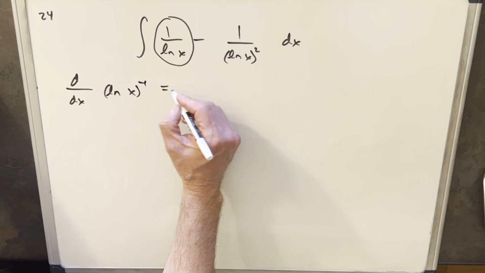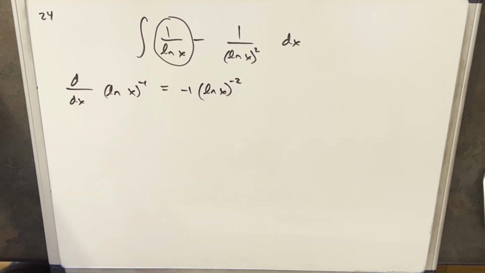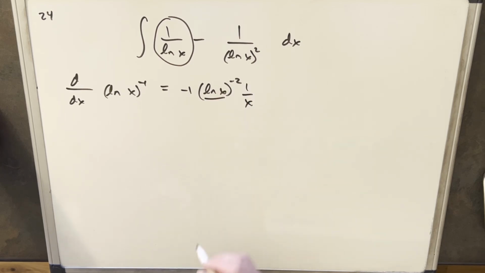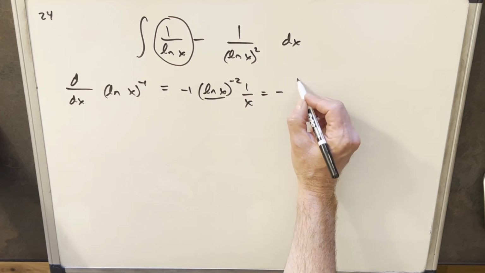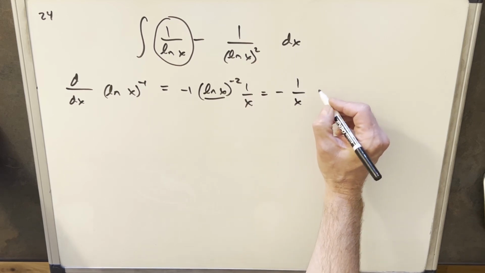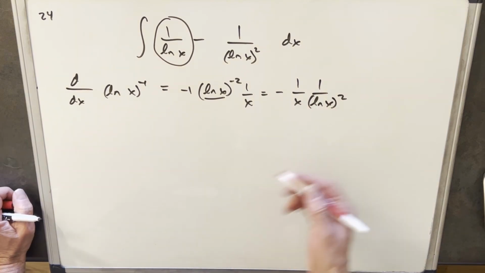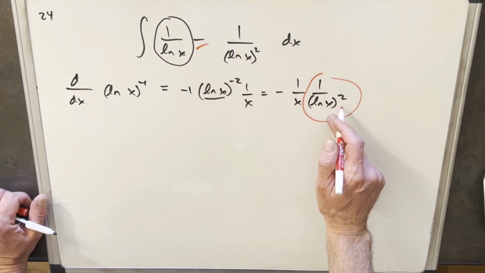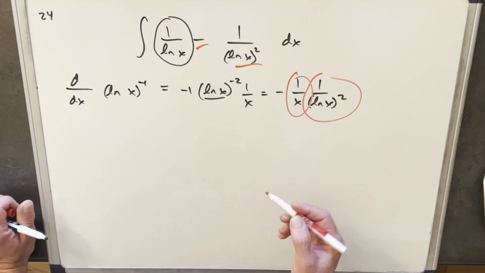So taking the derivative, we're going to have minus 1 natural log to the minus 2. And then when you chain rule on this, the derivative of ln x is just 1 over x. Rewriting it a little bit, we can write this as minus 1 over x, 1 over ln x squared. The thing that jumps out is that we have our minus sign there, and we have this, which is exactly this, but we have this extra 1 over x term that we don't want.